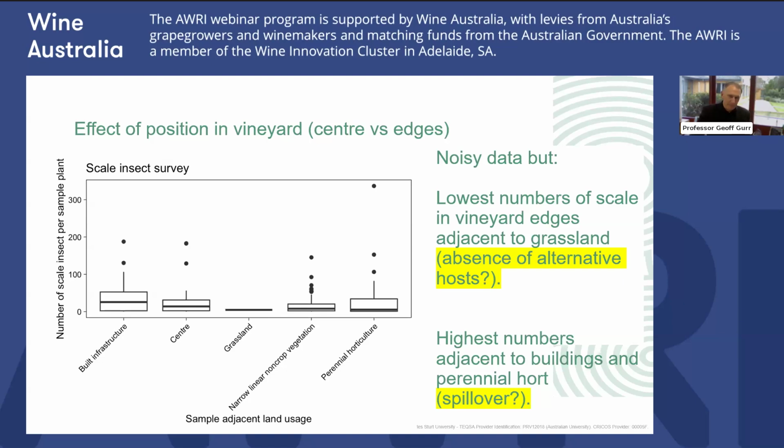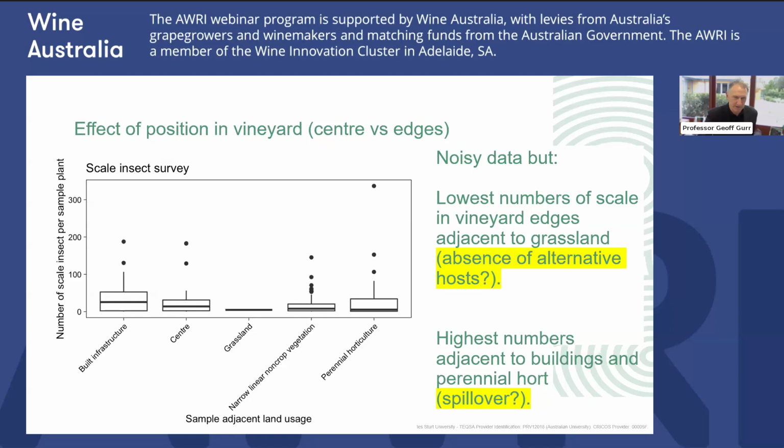And for those that know anything at all about scale insects, you don't tend to find these on grassy and herbaceous vegetation. Scale insects tend to be more specialized feeders on perennial woody plants. So that's, I think, why we're seeing low numbers here compared with this value here, which is for the centers of the vineyards. But at the other extreme, we have a category of edge here against built infrastructure.